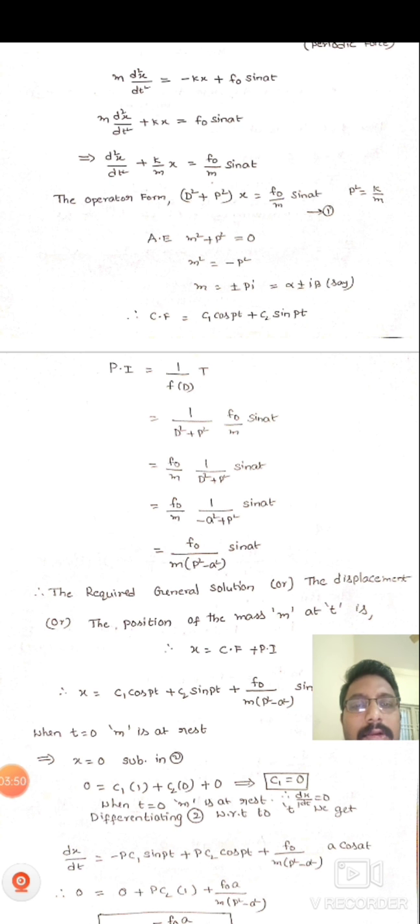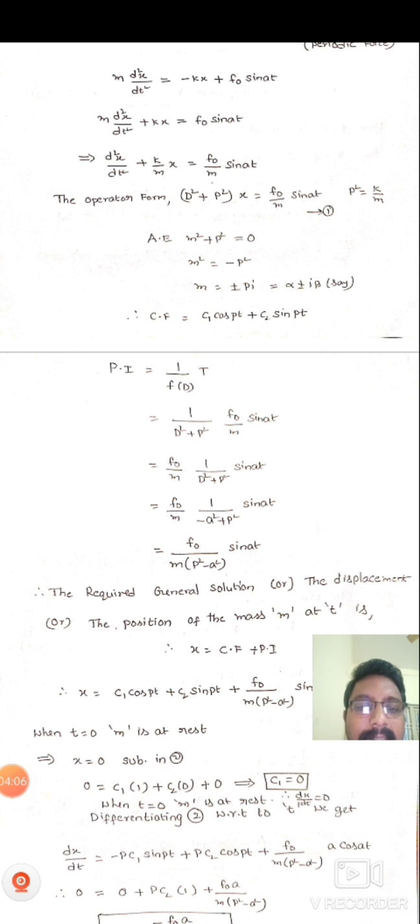Now we have to compute the particular integral. The formula is given by 1 by f of D, f naught by m into sine at. That is, 1 by D square plus p square, f naught by m into sine at. So here f naught by m is constant. Just take the constant f naught by m out: 1 by D square plus p square sine at.